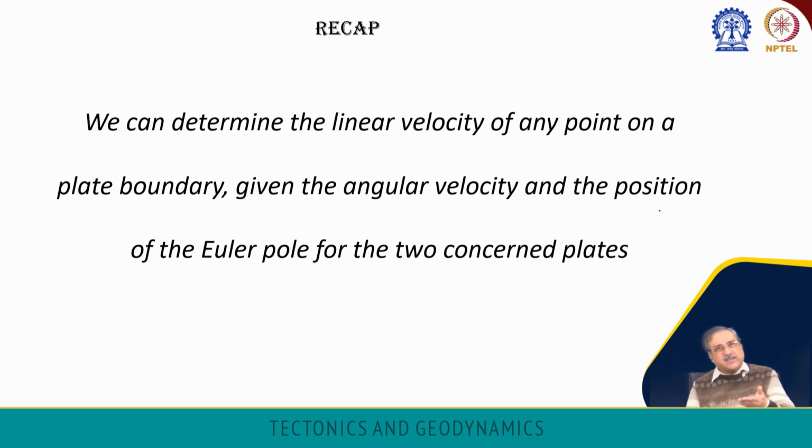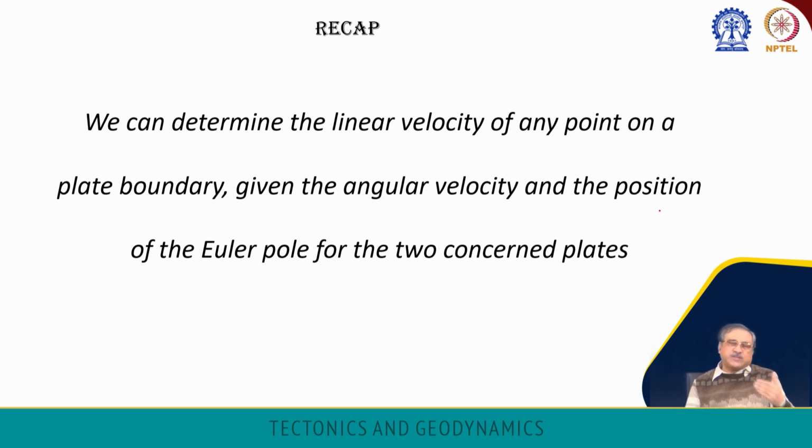Now, as I said, this is just one of the various mechanisms by which we can find out the position of the Euler pole for any pair of plates. You can just as well do it by monitoring how the linear velocities are varying along a particular plate boundary, and you can see where the plate linear velocities tend to zero. Where it tends to zero, that must be the position of the Euler pole of rotation. So these are mechanisms that we can use to find out the position of the Euler pole.